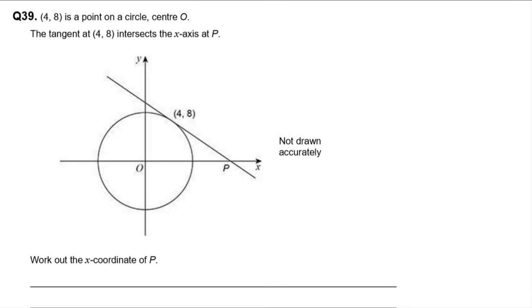We've got a circle thrown in for good measure here. 4, 8 is a point on the circle centre 0. That's that point up there, look. The tangent at 4, 8 intersects the x-axis at P. Work out the x-coordinate of P.